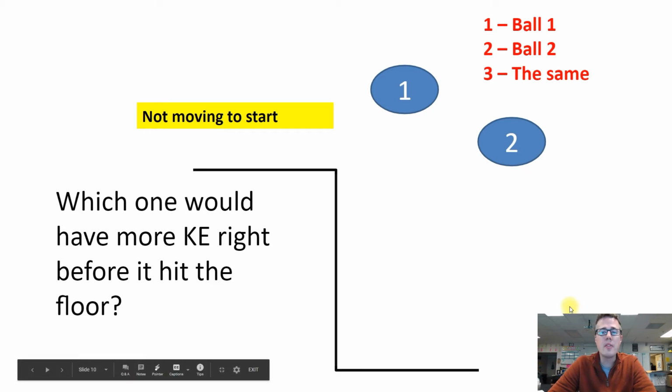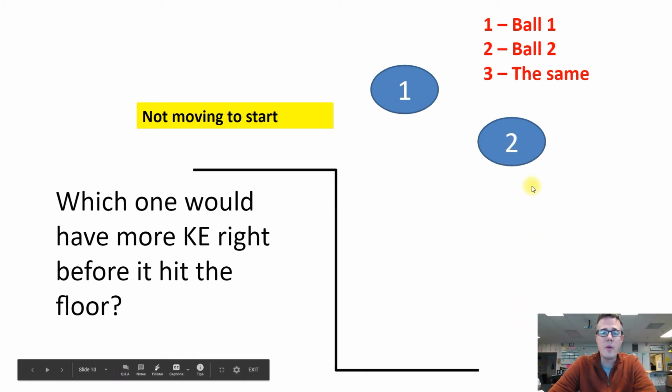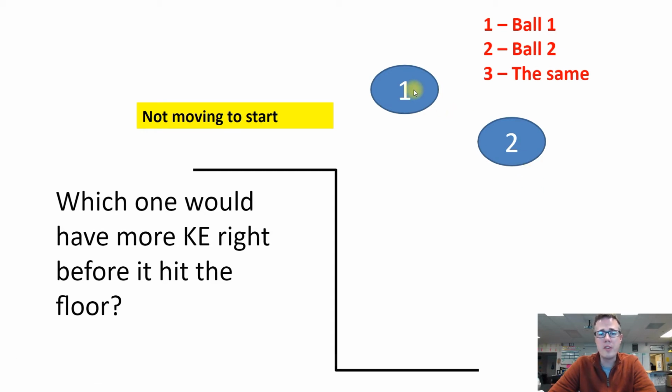So as you're thinking about this, obviously the second ball is going to hit the floor first, but because it has a lot less distance to fall, gravity has less time to pull on it. One has a lot more distance before it hits the floor, so it's going to be going faster because gravity has more time to pull on it.